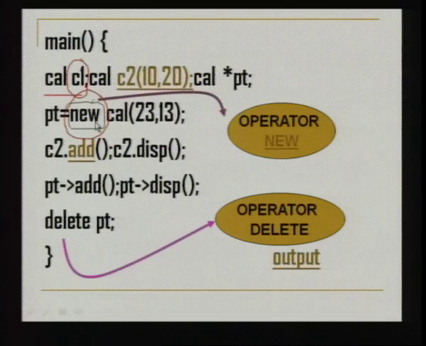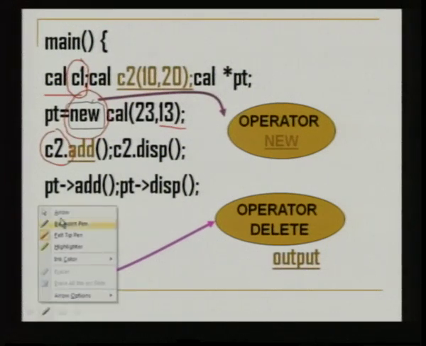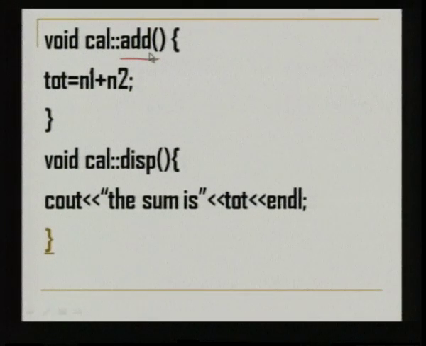When new is used over here, memory is allocated for this pointer variable pt, and immediately the constructor with two arguments is called. So, 23 will be allocated to the first number, 13 will be allocated to the second number. In the next statement, using the C2 object, we are calling the add function. What happens when the add function is called? The compiler will go to this add function, add the two numbers n1 and n2, and assign it to tot. So, tot will be carrying the result of the added sum.